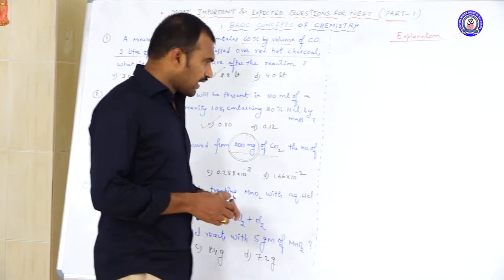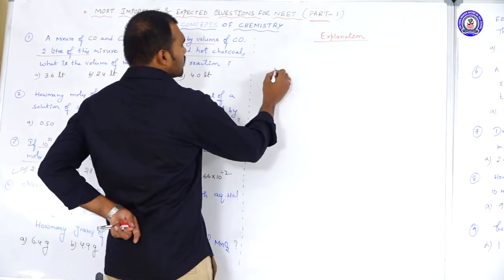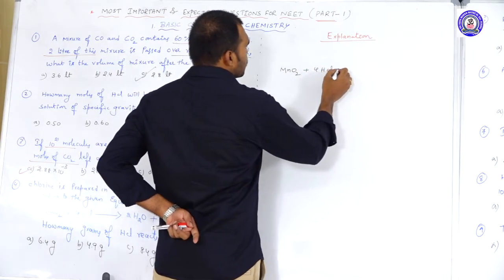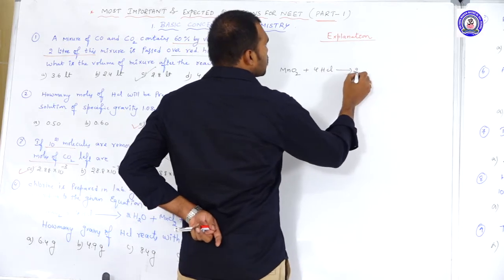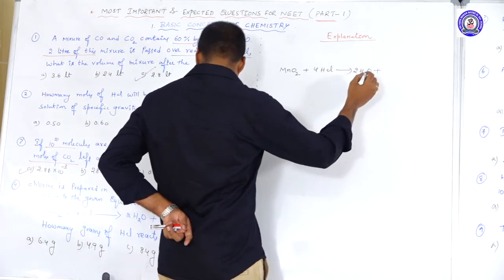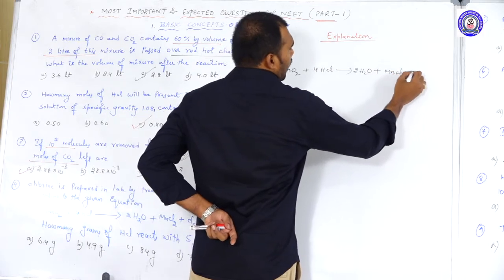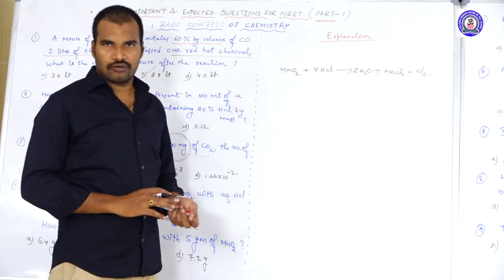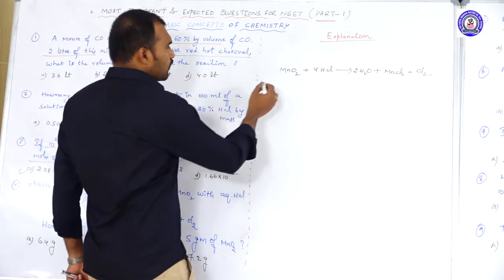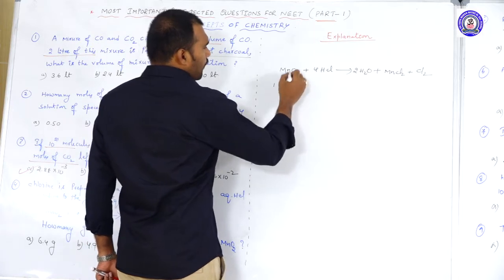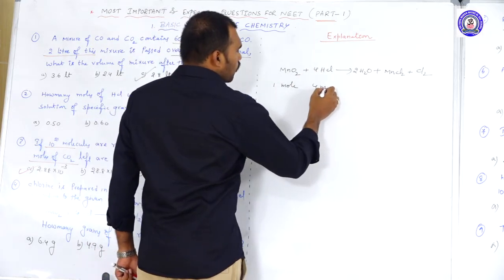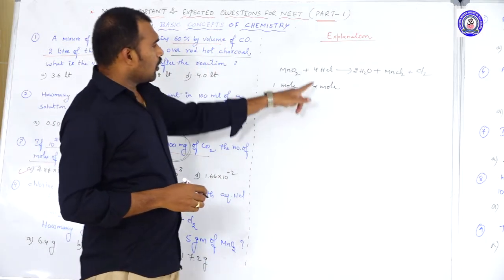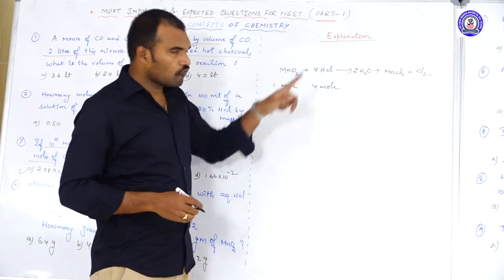First of all, let us rewrite the equation. What is the equation they have given? That is 1 mole of MnO2 reacts with 4 moles of HCl giving 2 moles of H2O, 1 mole of MnCl2 and 1 mole of chlorine gas. This is a stoichiometrically balanced equation. No need to balance. Okay, in this balanced equation, 1 mole of MnO2 reacts with 4 moles of HCl. So this is the stoichiometry, 1 mole is reacting with 4 moles.